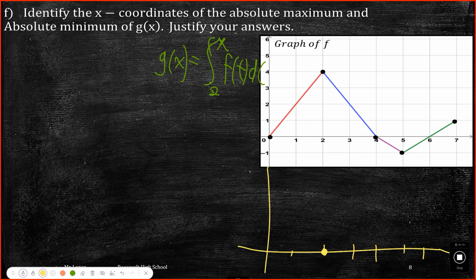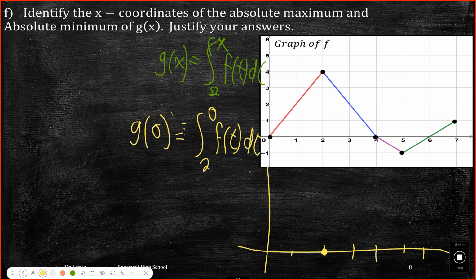Okay, what did we say was G? What's G of negative 2? Oh no, G of negative 2 would equal from 2 to negative 2. Why am I doing negative 2? G of 0 is the integral from 2 to 0 of f of t dt. And what did I say? Eventually we switch the bounds and put a negative in front of it, no? And what is this area then going to be? We're going from there to there.